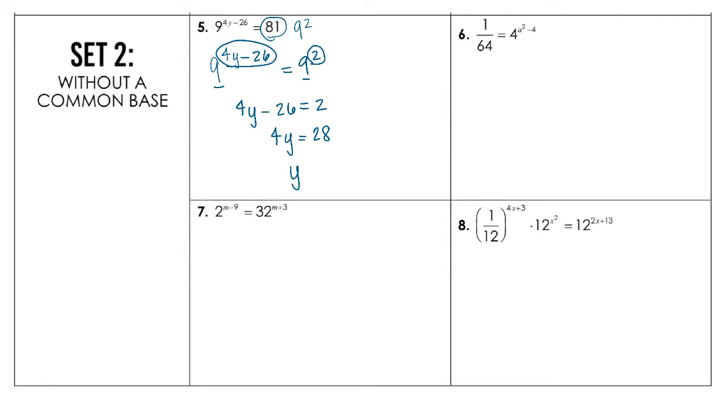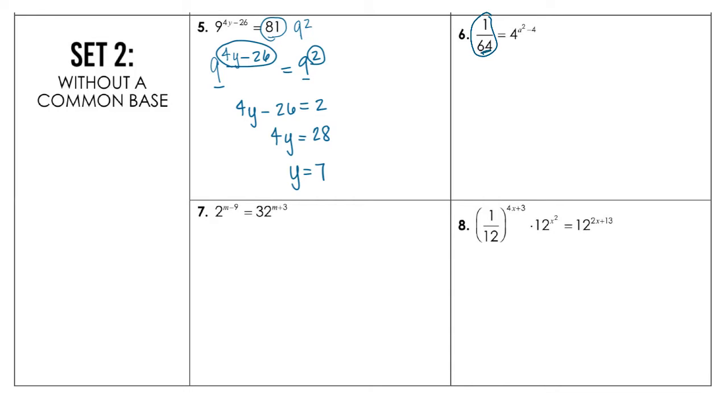Divide by 4, and so we see that y is 7. Okay, moving on to the next problem. Again, very similar process here. I would be choosing to change 1 over 64, and that way we're not changing the value.